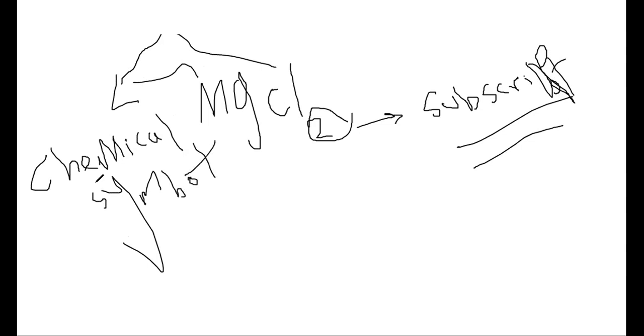Okay, Mg and Cl are chemical symbols, and the 2 is referred to as a subscript. So what does a subscript tell us? A subscript tells us the ratio of elements in the compound. The ratio of elements in the compound.